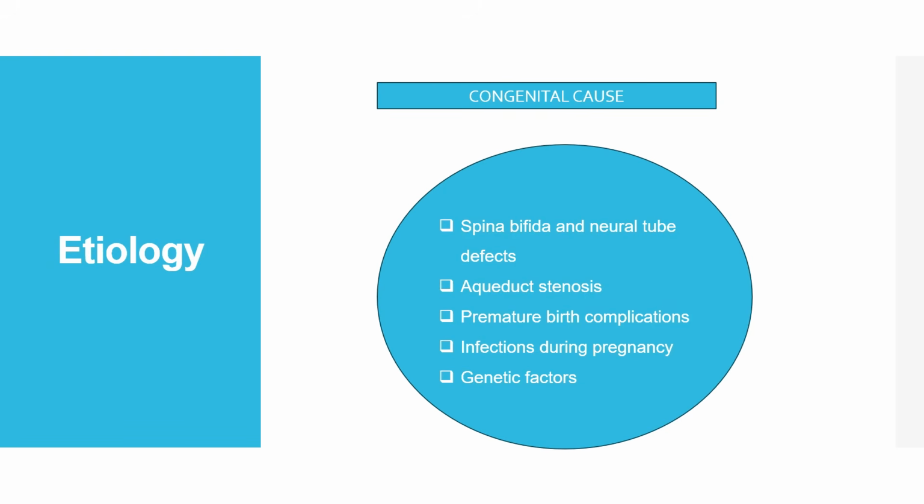Etiology includes congenital causes and acquired causes. Congenital causes: spina bifida, a neural tube defect, where CSF flow is affected. Aqueduct stenosis, where stenosis of the aqueduct will cause accumulation above the stenosis. Premature birth complications in the baby. Infections during pregnancy, especially if the mother had an episode of herpes or rubella during the pregnancy, that will lead to hydrocephalus in the baby. Genetic factors also are a reason.